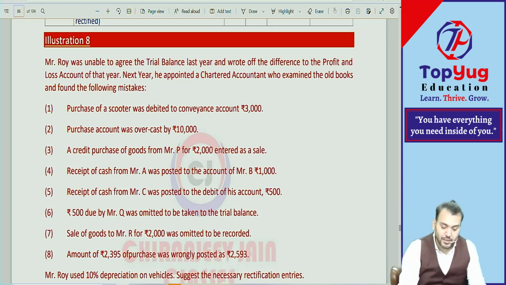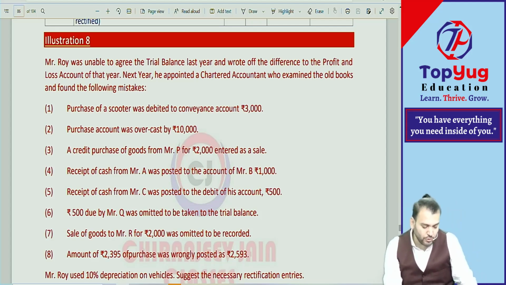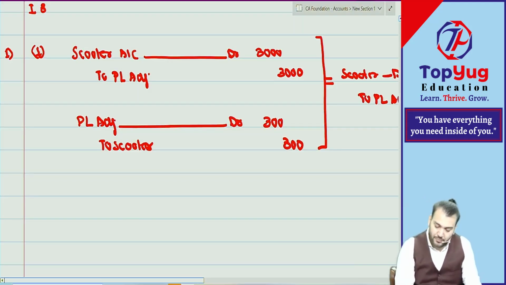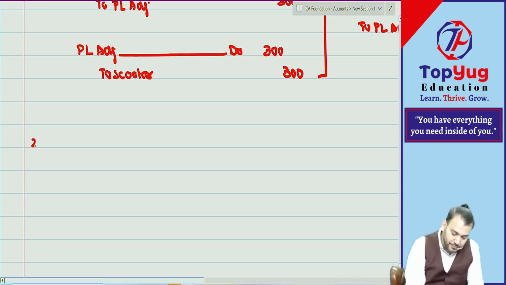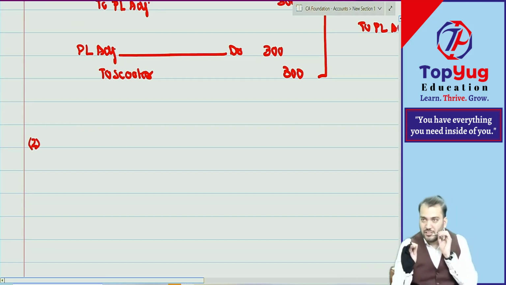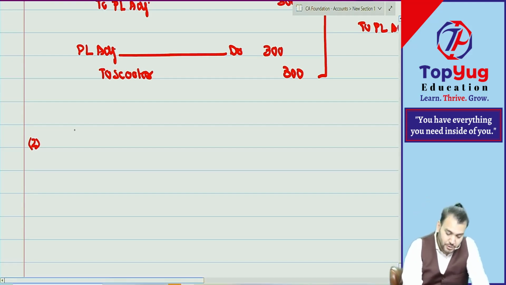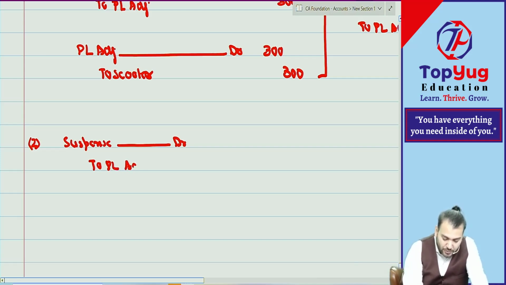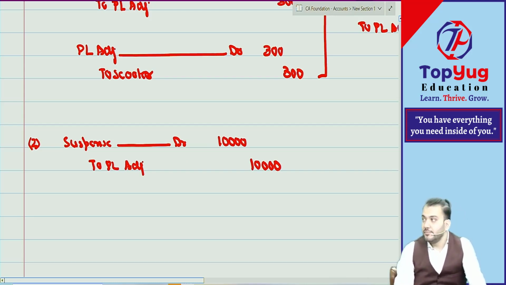Purchase account was overcast by 10,000. Overcasting means which mistake? One sided, two sided. So it is overcasted means we decrease purchase account. If we decrease purchase account, it will be debited or credited? So what journal entry? Suspense account debit. But instead of purchase account, we will use what? PL adjustment account. The amount will be 10,000. I hope everyone has done it correctly. Anyone have done mistake?